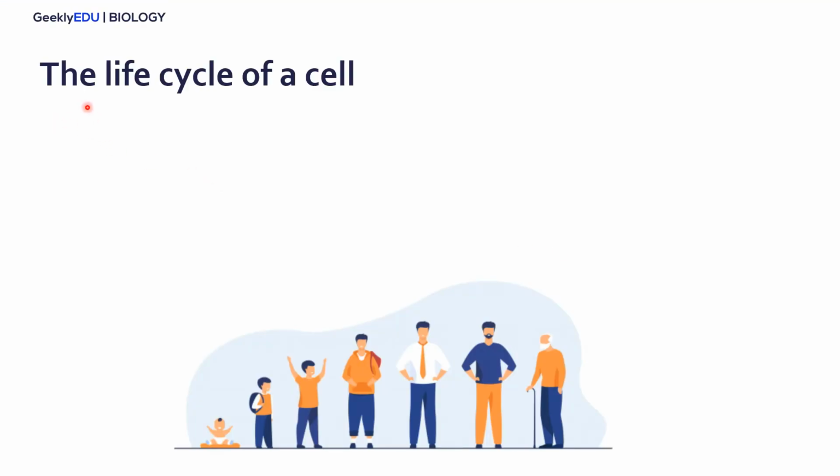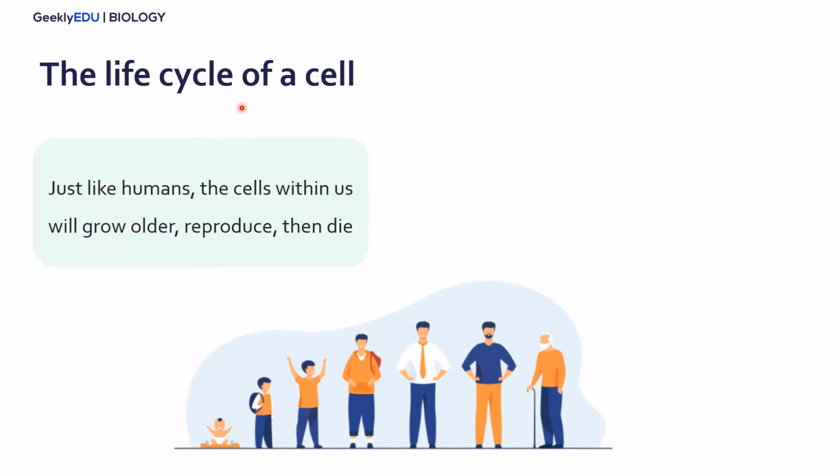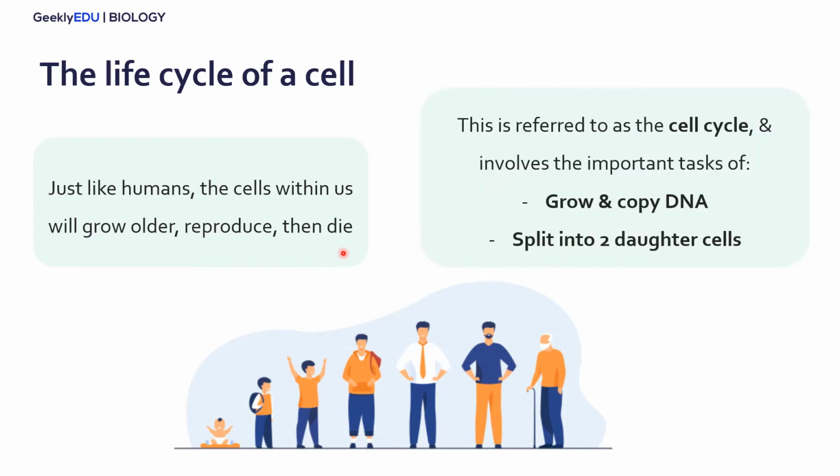So each cell has its own life cycle. And just like humans, these cells will grow older, reproduce, and then die. This is referred to as the cell cycle, and it involves the really important tasks of first growing and copying the DNA in the cell, and then splitting into two daughter cells having that same DNA.